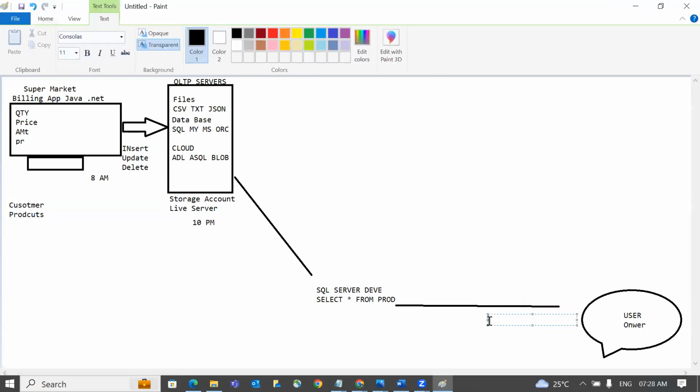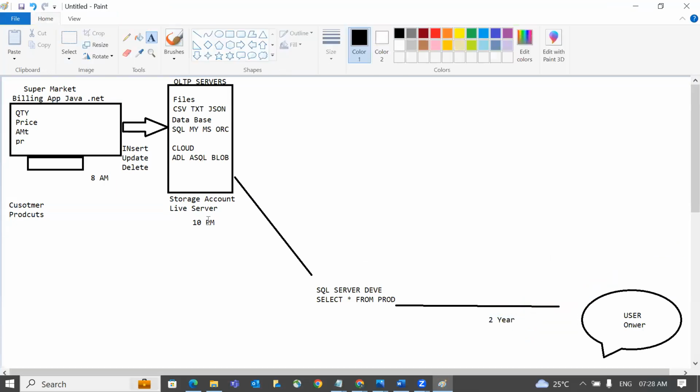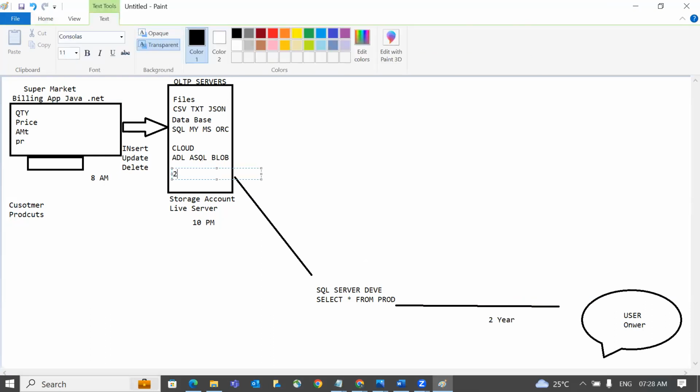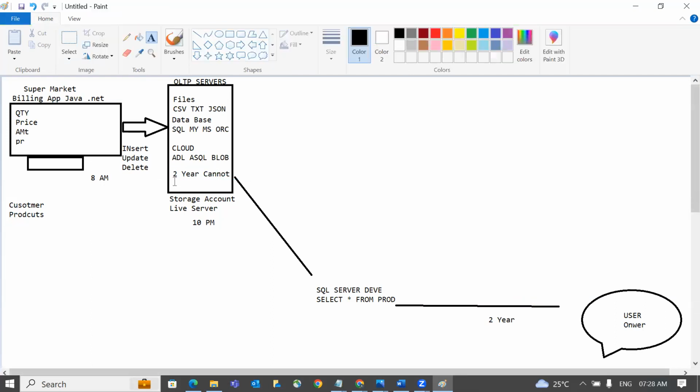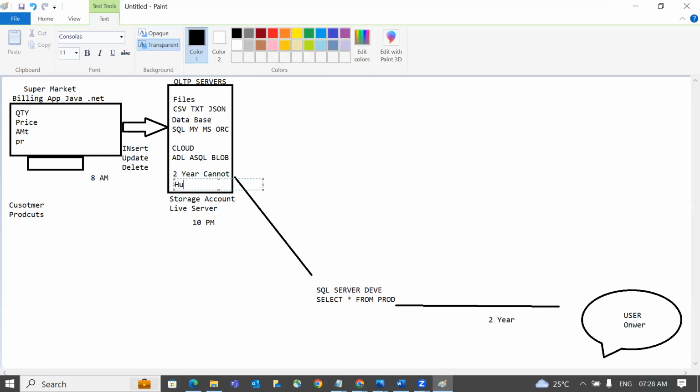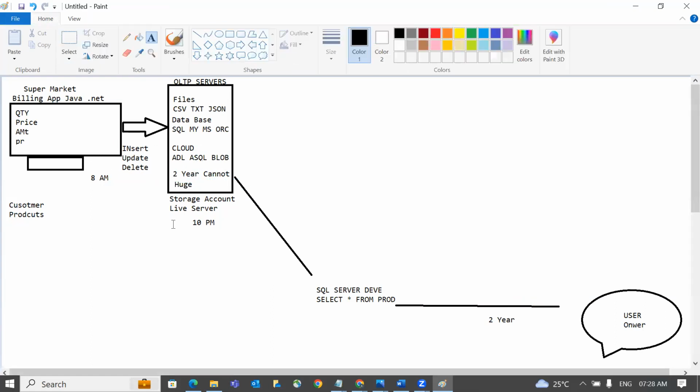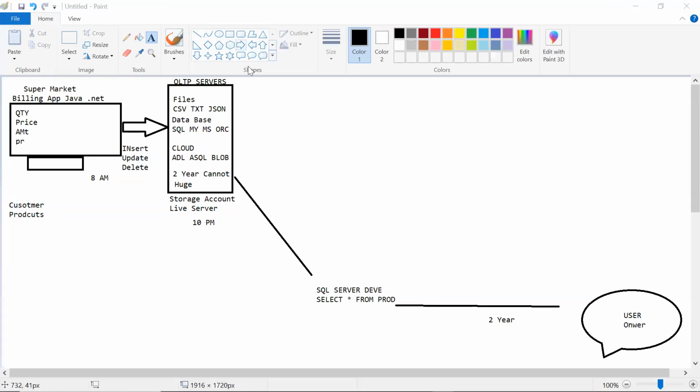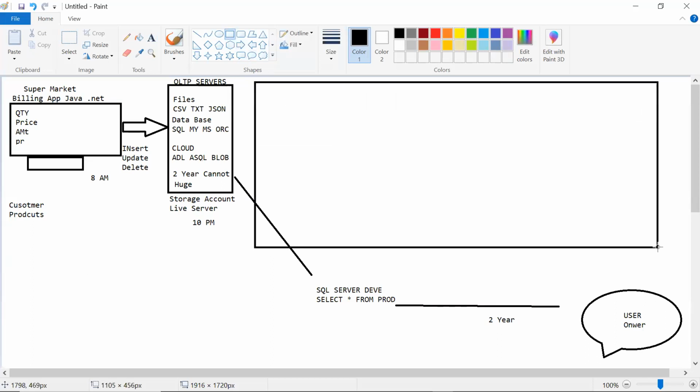And when they require 2 years of data, I cannot store 2 years of data on this live server. Why? Because if you have millions of transactions, a huge volume of data, we cannot extract it or perform these operations. It takes a lot of time. So that is where the BI process comes into the picture. We will be working on an easy method, an automation method.